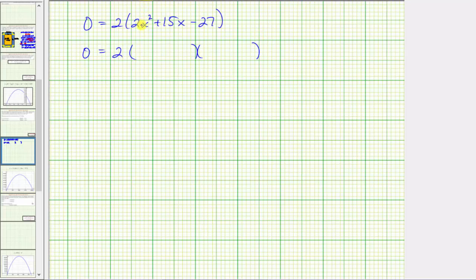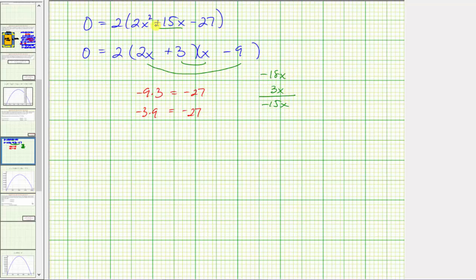Because the squared term is 2x squared, in the first positions we'll have a factor of 2x and a factor of x. And now we want to place the factors of negative 27 in the second positions so that the sum of the inner product and outer product is equal to positive 15x. Let's consider the factors of negative 9 and positive 3, as well as the factors of negative 3 and positive 9. If we put minus 9 here and plus 3 here, notice how the outer product is negative 18x, the inner product is positive 3x, and this sum is negative 15x.